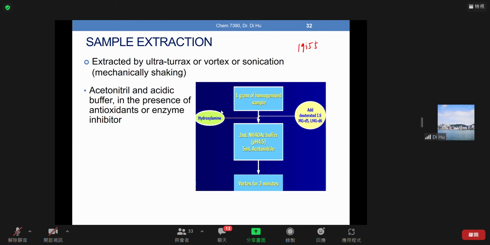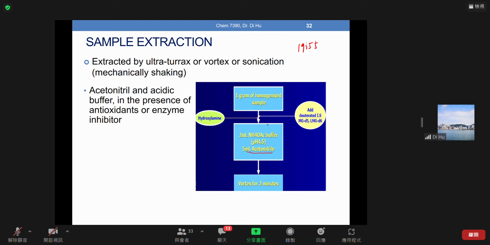Okay, so we'll start again. First we see the extraction method can be vortex or sonication. First, put the homogenized fish, 1 gram, into the container, and then add 5 milliliters of acetonitrile, a relatively polar solvent, right? Okay, and then also acidic buffer. You can see this acidic buffer here, and also in the presence of antioxidants or enzyme inhibitor.